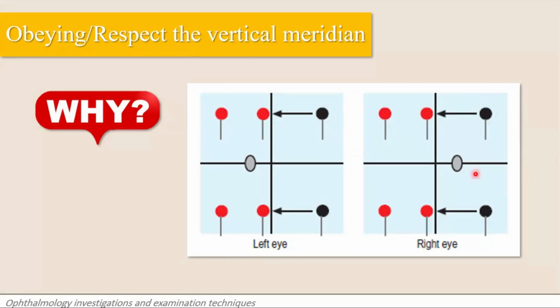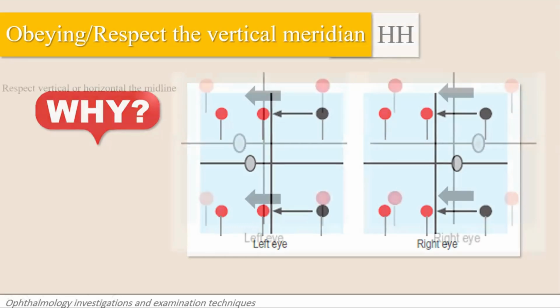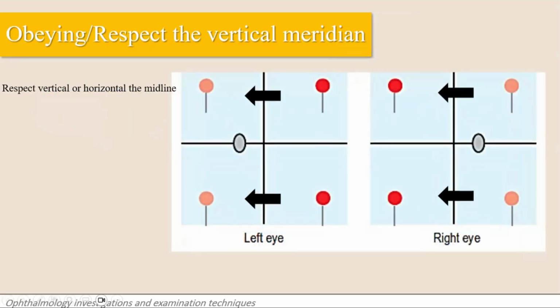So you notice a pattern. The targets are seen once they cross the vertical meridian. From the upper temporal to the upper nasal, from the lower temporal to the lower nasal, and here in the left eye, from the upper nasal to the upper temporal, from the lower nasal to the lower temporal. This means this defect respects the vertical meridian in homonymous hemianopia. And by the way, we can use it in bitemporal hemianopia.